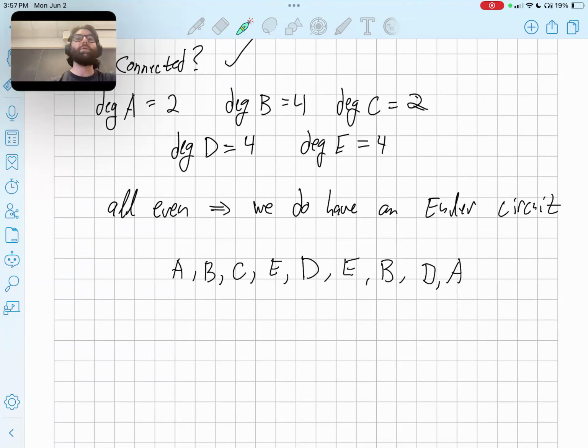We're going to need a different tool that we will not cover in this video, but this tool isn't the easiest thing to do. It's not super hard, but it's not the easiest thing to do. So it's nice to know whether or not we have an Euler path or circuit before we go through the effort of using this other tool. But we'll talk about that later.